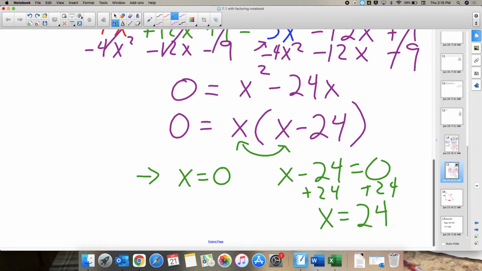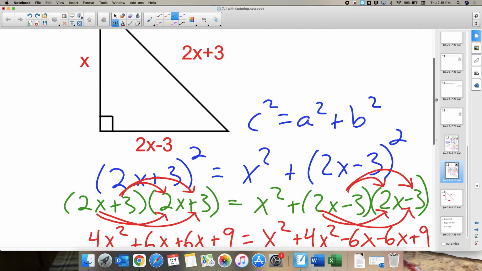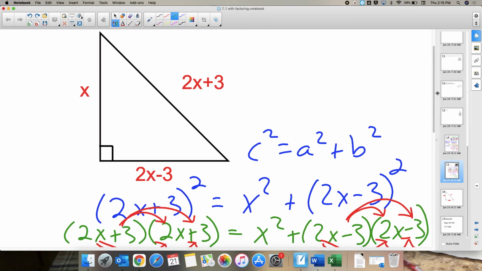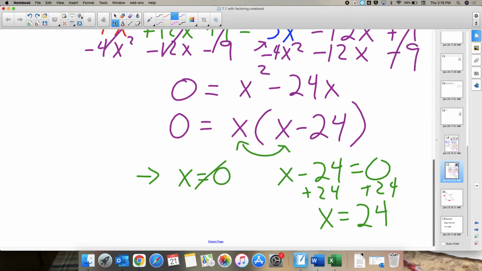Now we just have to check the picture. If we had 0, 2 times 0 is 0, minus 3, this side would be negative 3, and this side would have been 0. I can't have a side of a triangle that is 0. I can't have a side that's negative 3. So 0 doesn't work. My only solution here is 24.